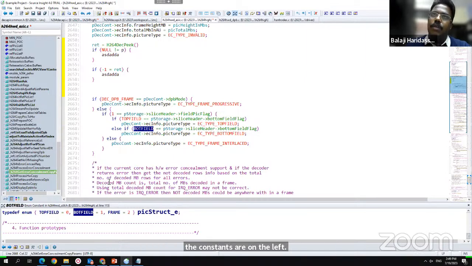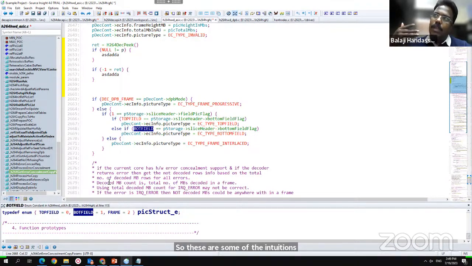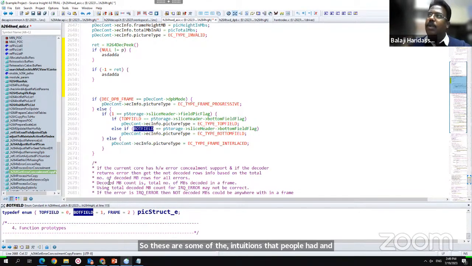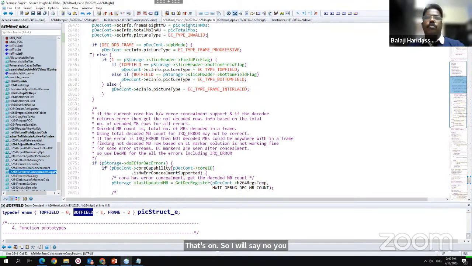This is why coding practices are required: to help you bring a mindset, to help you have a common syntax used by everyone, and to help you when you make a mistake in typing. So these are some of the intuitions that people had and the process they debated and then brought down as a coding standard. That's all. So I would say, no, you can bring an SRM coding standard. There is nothing to stop you.